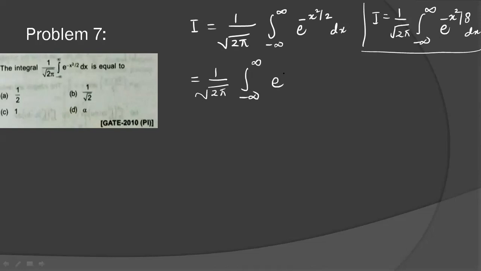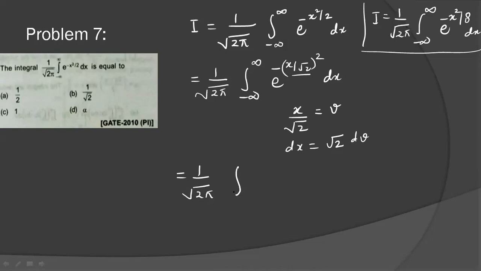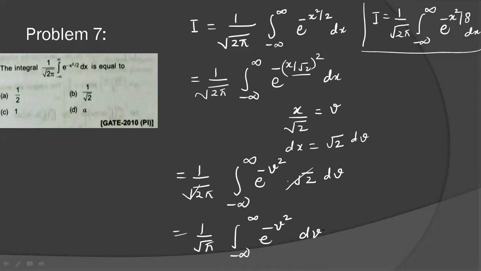Firstly, you see that we can write it like this, x by root 2 whole square dx. Now replace x by root 2 as v. So dx will be root 2 dv. Root 2 I am taking on the right hand side. The limit is not going to change. It will be minus infinity to infinity only. It will be e to the power minus v square into root 2 dv. Now root 2 we can take outside, this will be cancelled out. So 1 over root pi, integral from minus infinity to infinity of e to the power minus v square dv.